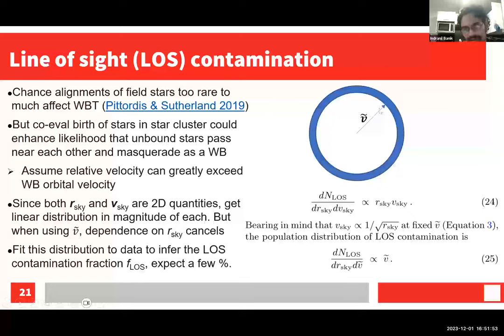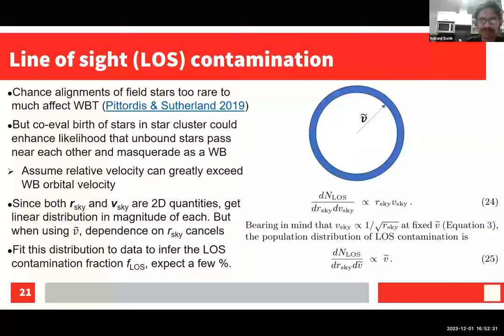You can imagine a diagram like this where V tilde is a 2D vector and you're talking about the magnitude of the vector. So there'll be these thin concentric shells whose area is proportional to the radius times the width of the shell. There's something similar for R sky. If you bear in mind that V sky is proportional to 1 over the square root of R sky at fixed V tilde, or equivalently V sky is proportional to V tilde over the square root of R sky, then the R sky dependence cancels out and you just get a V tilde dependence. But the main thing is we can fit that distribution to the data and try to infer the line of sight contamination fraction.